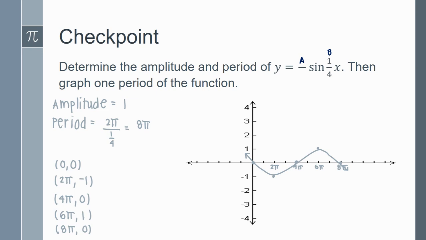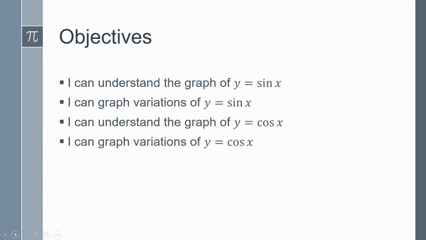So here are my 5 critical points for sine. You should have gotten 0, 0, 2 pi, negative 1, 4 pi, 0, 6 pi, 1, and 8 pi, 0. Once again, notice how there's a curve to it, and I've got arrows on either side. So that is us understanding both sine and cosine graphs and starting to look at different variations of them.